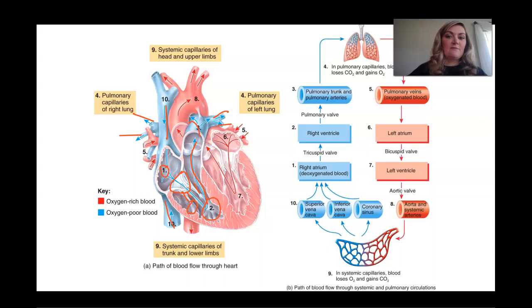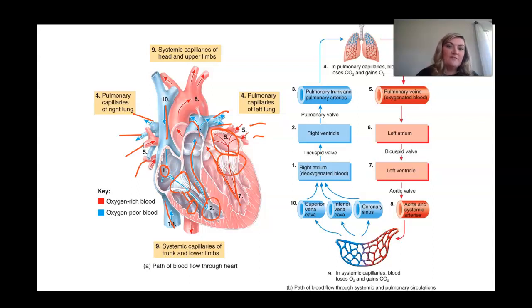So we see it coming back from the left lung here into the pulmonary veins, or from the right lung here into these pulmonary veins. The pulmonary veins then deposit themselves into the left atrium. It's going to go through, once it contracts, this valve here, which is going to be the mitral valve or bicuspid valve, into the left ventricle. That left ventricle contracts, goes in through the aortic valve.